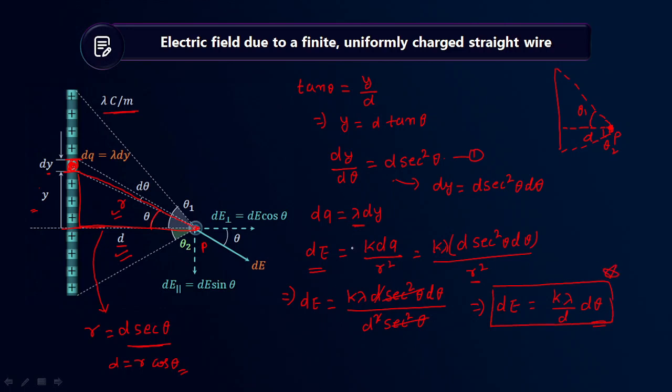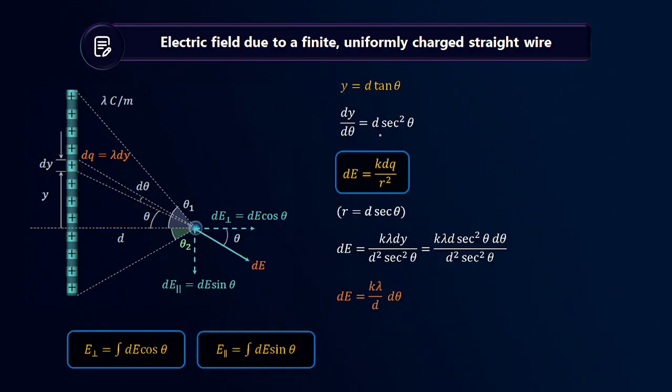Now, the next part is, we know that due to this element, the electric field will be along the line joining, so in this direction. Now again we can break this into two parts. One is the component of electric field which is perpendicular to the length of the wire, and another which is parallel to the length of the wire. So dE parallel and dE perpendicular. And now we can simplify.